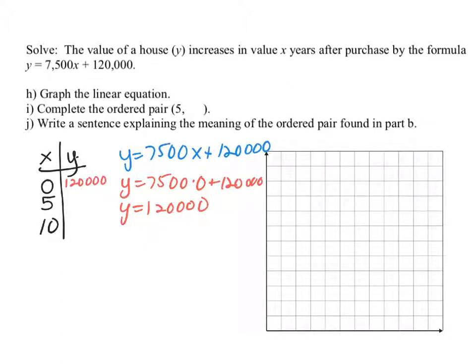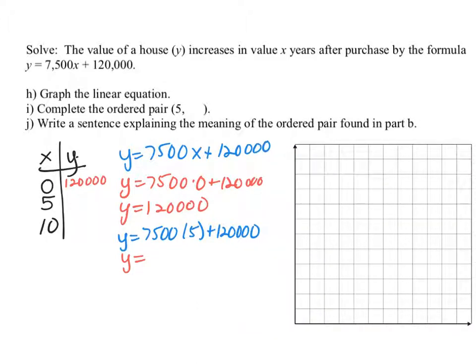Let's look at the value when x is equal to 5. Going back to the original equation, we let y equal 7,500 times x, 7,500 times 5, plus 120,000. When we simplify this, we get y equals 157,500.